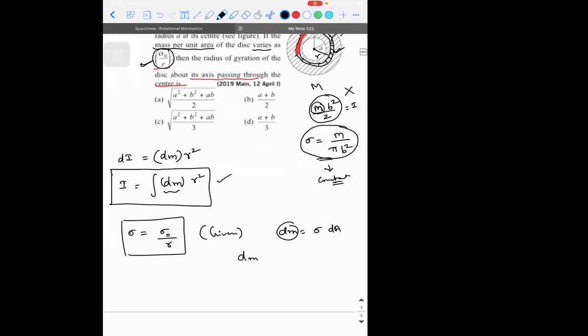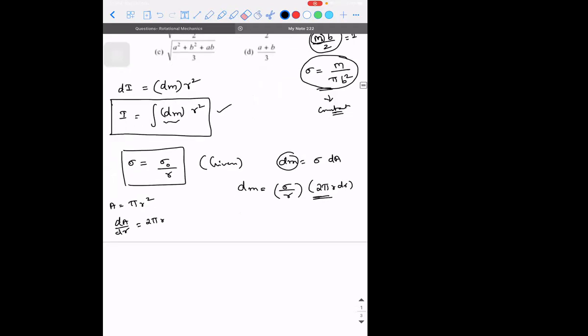So dm will be equal to sigma divided by r into 2 pi r dr. Can someone tell me how did I get this 2 pi r dr? You can differentiate pi r square with respect to r. That is, A is equal to pi r square, dA divided by dr is equal to 2 pi r. You can leave it as it is. So dA will be 2 pi r dr.